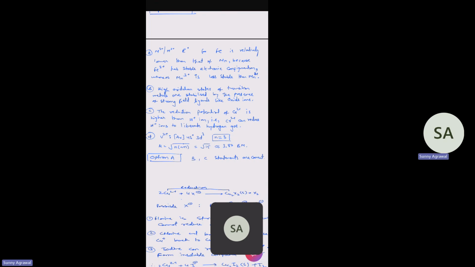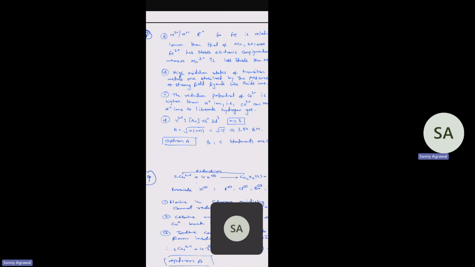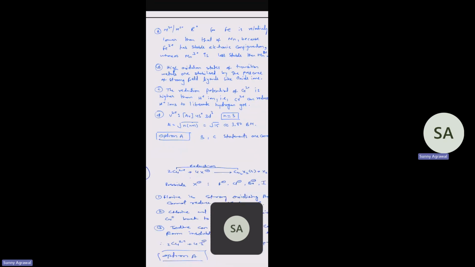Next is the magnetic moment of V2+, observed between this and this. Magnetic moment depends on the number of unpaired electrons, and V2+ has 3 unpaired electrons. So its magnetic moment will be smaller than 4. So no, it is not between the range of 4.4 to 5.2. So it is a false statement. So the correct answer will be option A, meaning B and C are the correct statements.